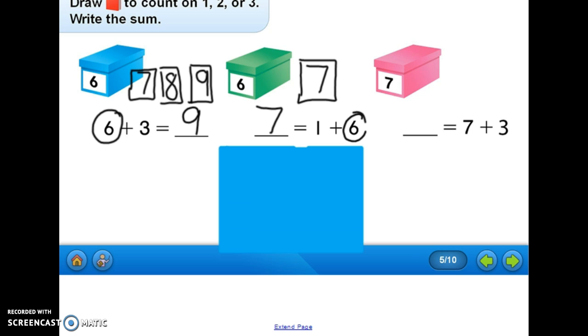Okay. They did the same thing here. They put our equal sign here. Your answer or sum will go on this side, and your number sentence is over here. All right. Circle the greater addend. Right, circle 7. And we're going to add 3 more. So we're going to count up 3. So I'm going to draw 3 boxes.